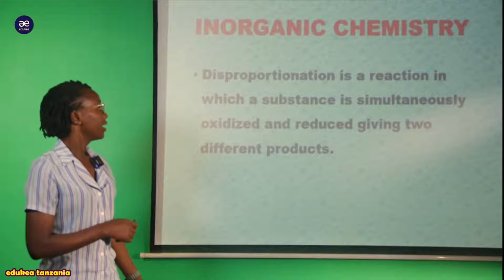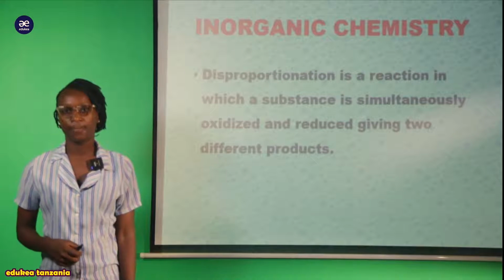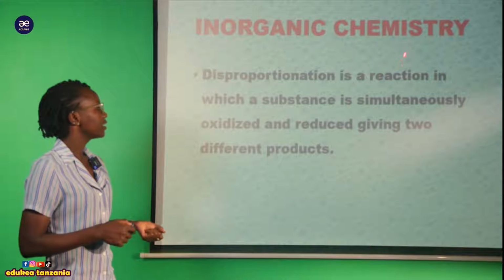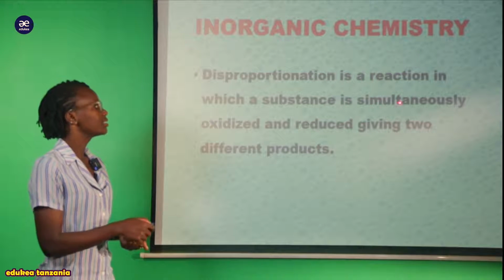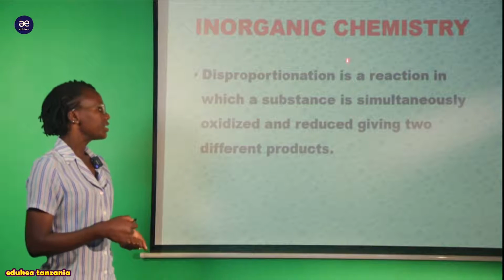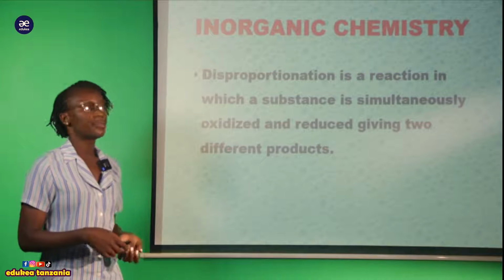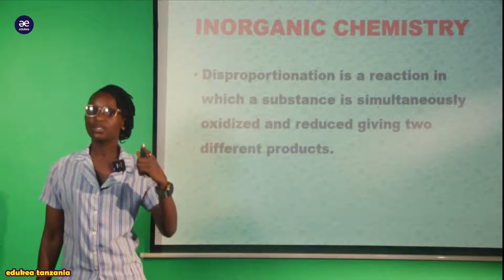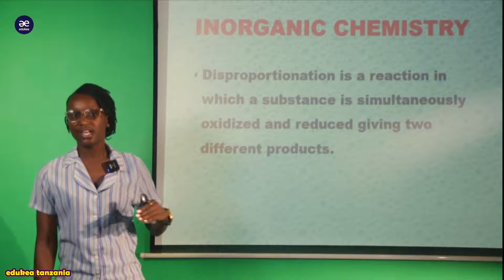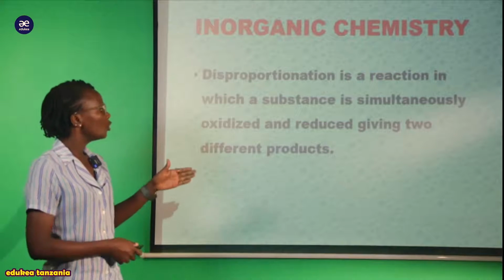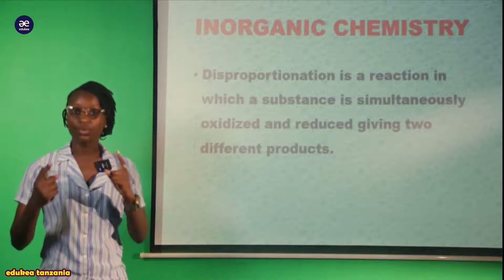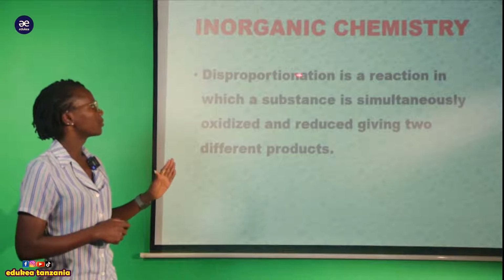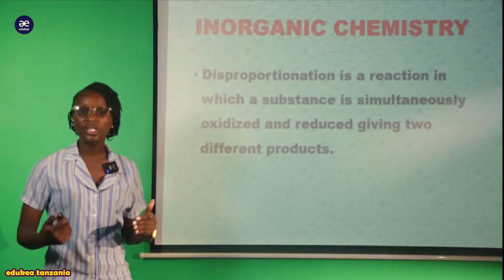So now what is the disproportionation reaction? When we talk about disproportionation reaction, this is a reaction in which a substance is simultaneously oxidized and reduced, giving two different products. Kwamba wakati huo mmoja oxidation ina take place, wakati huo reduction ina take place. Kwa hiyo kuna two reactions occurring at once, that's what tunasema simultaneous, kwa pamoja. Hii ndio maana ya disproportionation reaction.